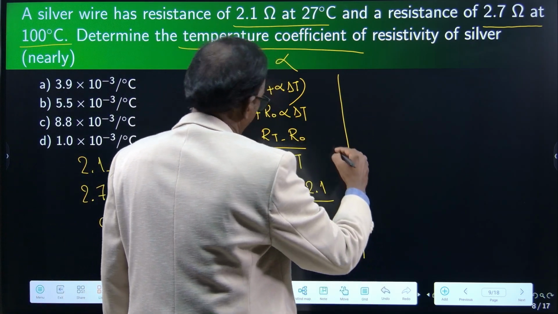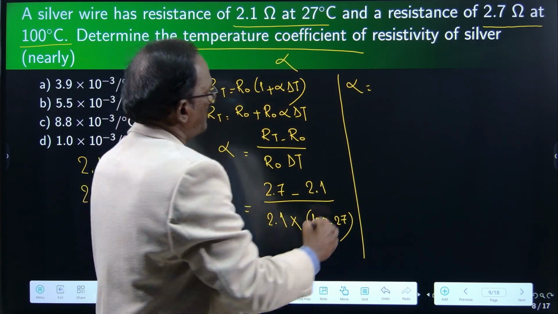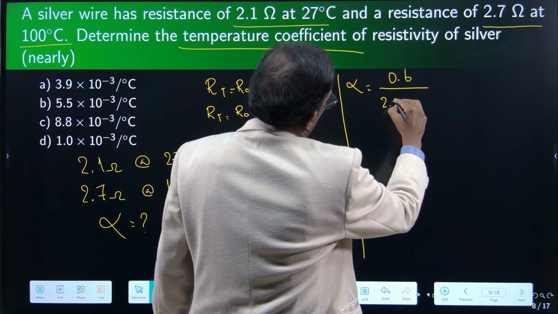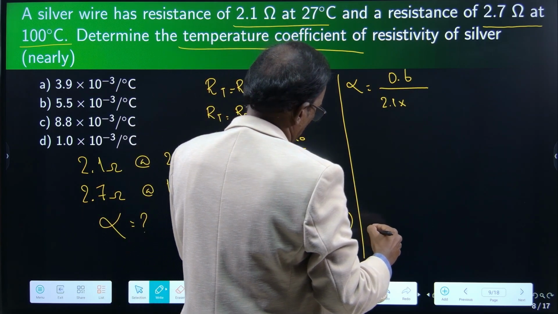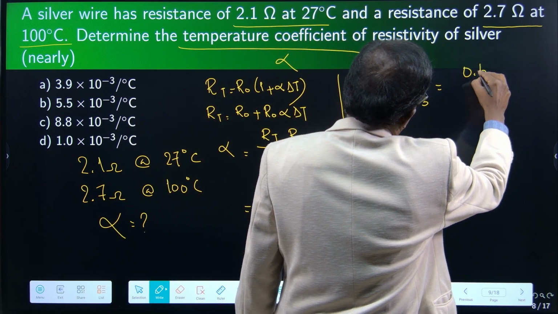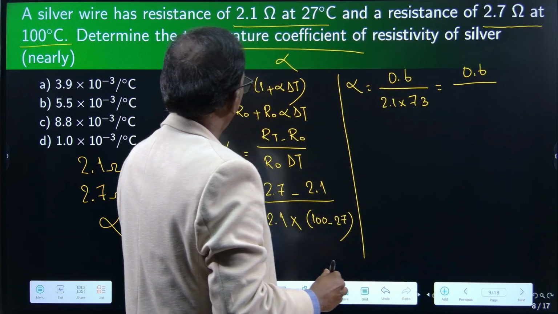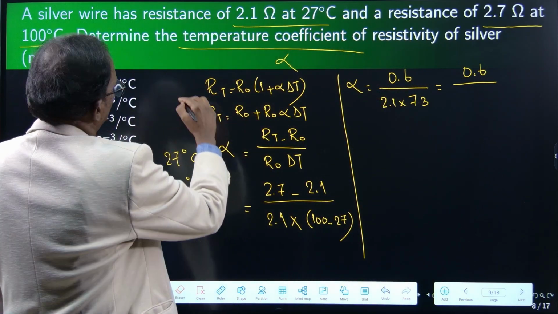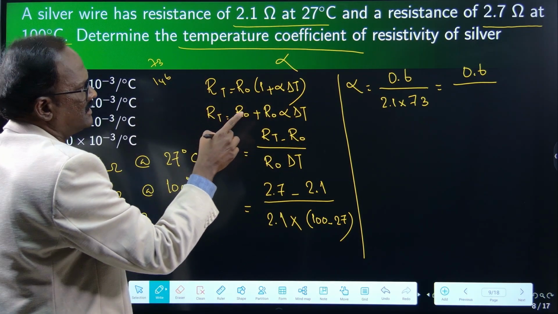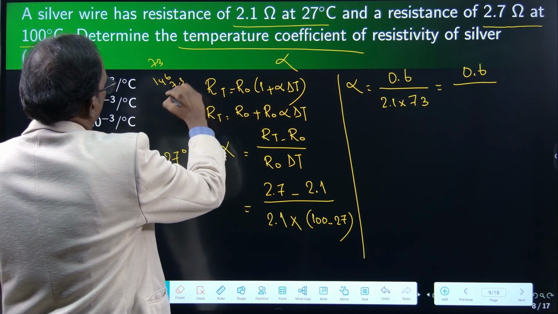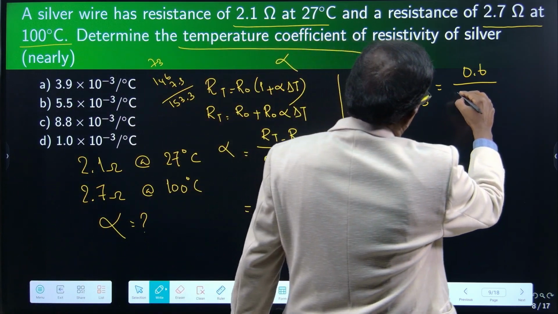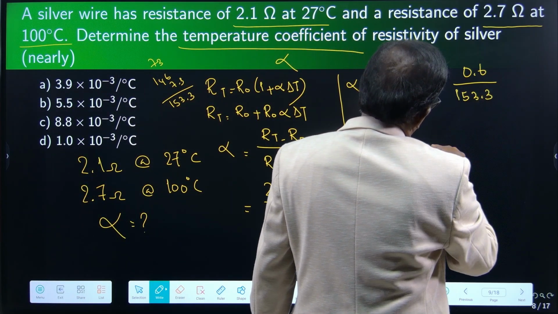Which will be, this is 0.6, this is 2.1 into 73. 0.6 divided by 2.1 into 73. 2 into 73 is 146, 0.1 into 73 is 7.3, so this will be 153.3.